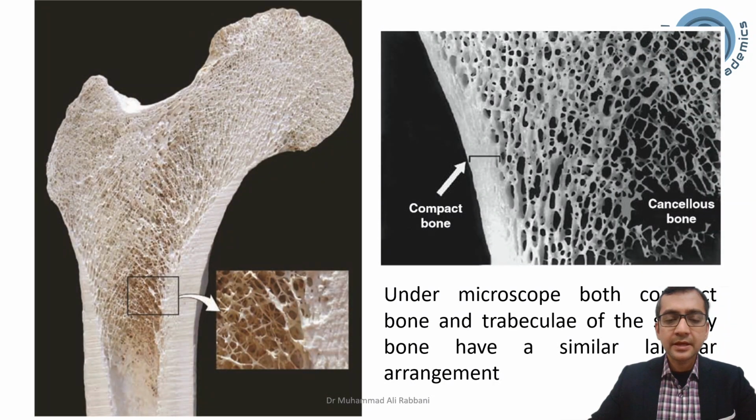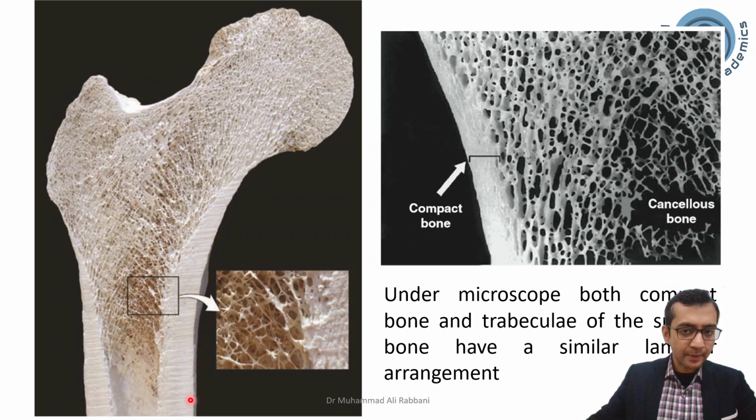So this is the femur, the bone of the thigh. In the shaft you can see this part. This is the outer compact part. This is the compact bone. And inside it, this whole sponge-like area is called spongy bone.